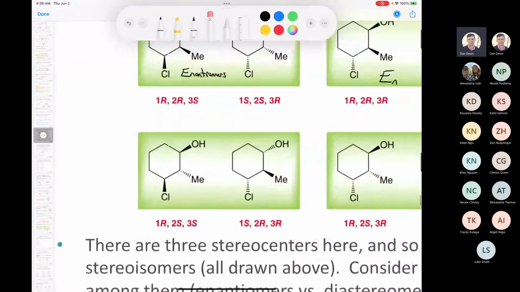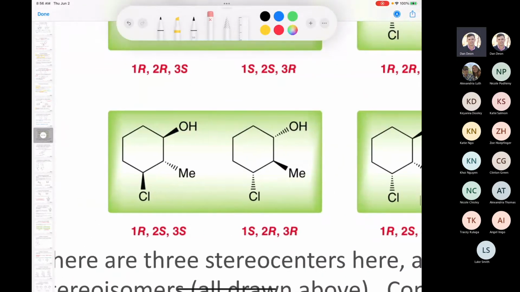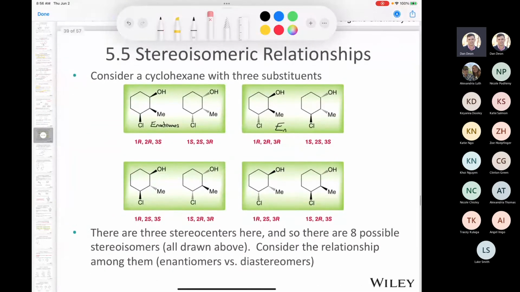We see the exact same thing with these 2 compounds, and we see the same thing with these 2 compounds. And thus, in each one of the green boxes, we have a pair of enantiomers. All right, but we know that in each one of these green boxes, we have a pair of enantiomers.